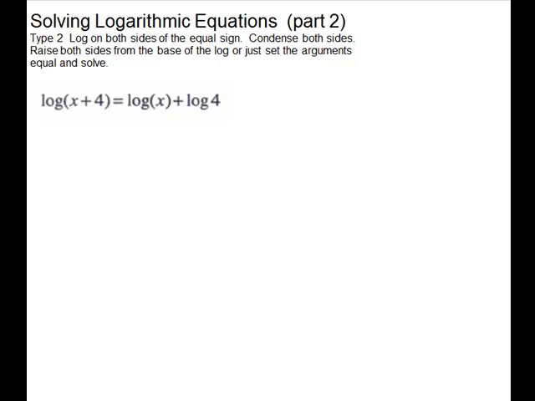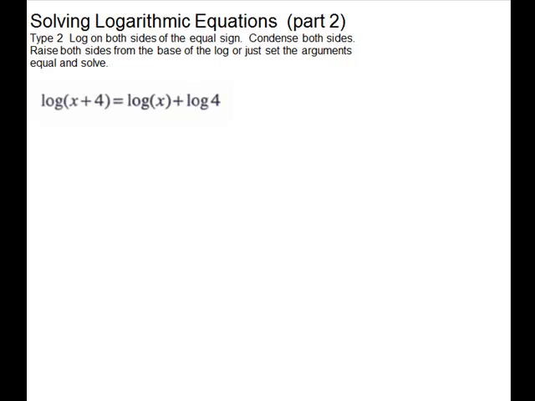Solving Logarithmic Equations, Part 2. Our second type of log equation has a log on both sides of the equal sign. So you're going to condense both sides so that all you have is one log term on each side of the equal sign. And there are two different ways I have heard this talked about. Essentially, it gives you the same thing.